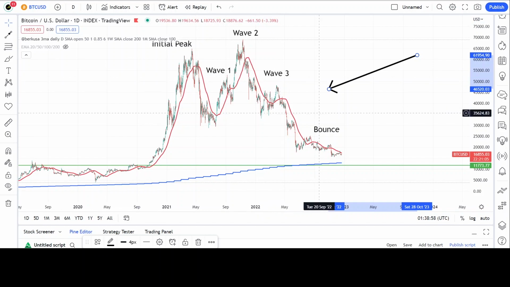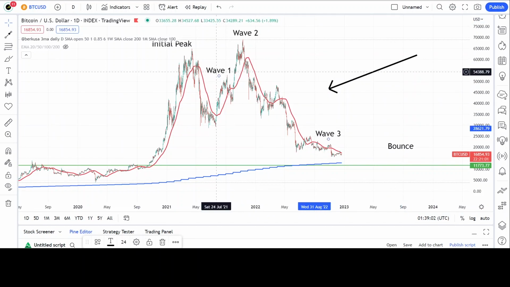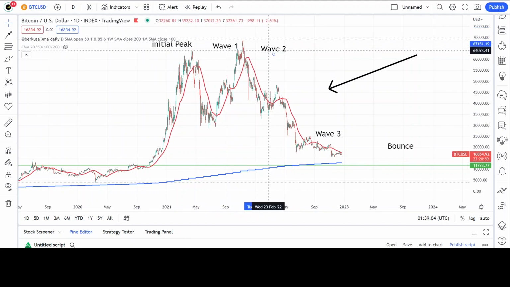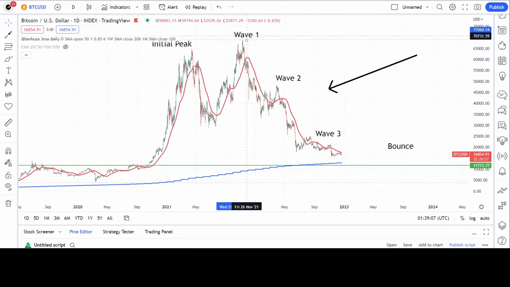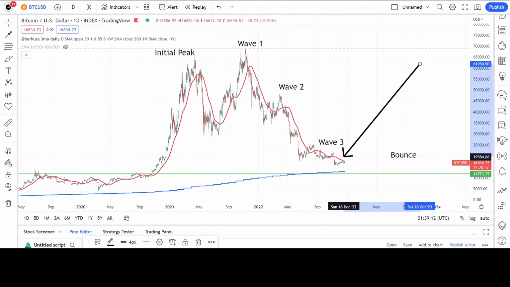I currently at this point believe the bounce has not yet happened. We are working on wave 3. This is wave 2, and this is wave 1. Now, let's zoom in here and take a closer look at this.